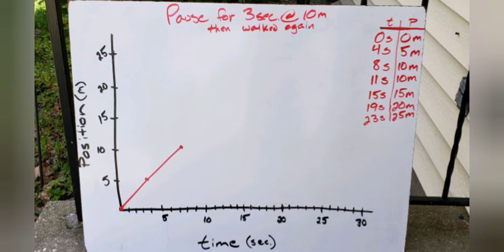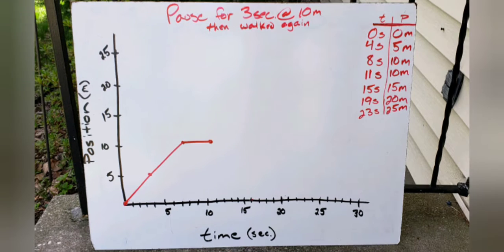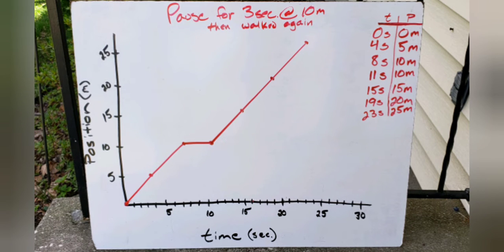What you see graphed here are the first 3 points, her walk up to 10 meters at 8 seconds. But then notice how our line changes. When she reaches that 10 meters, she pauses for 3 seconds, and our line actually goes flat. There is no change in position for those 3 seconds. After that 3-second pause, you'll notice that her line continues at the same slope, the same steepness it was before, until she gets to 25 meters at the finish line.